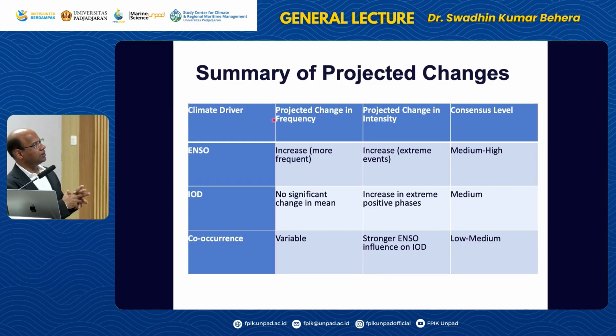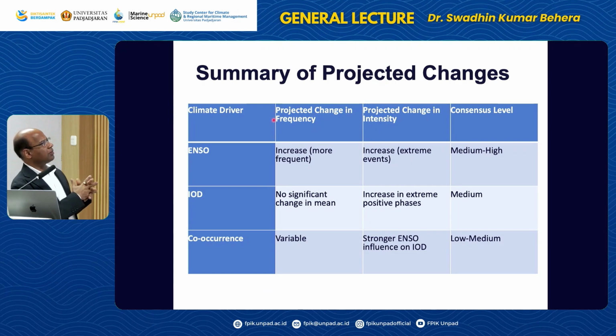The change in the intensity in the future, many models suggest that we'll have more intense El Ninos, more intense La Ninas. And the consensus among models is quite high in that sense. The Indian Ocean dipole projected change in frequency, we didn't see much change, but some models are predicting more positive Indian Ocean dipole and consecutive positive Indian Ocean dipoles. So the consensus is not so high, it's at medium level. However, the models are predicting extreme positive phases will be higher.